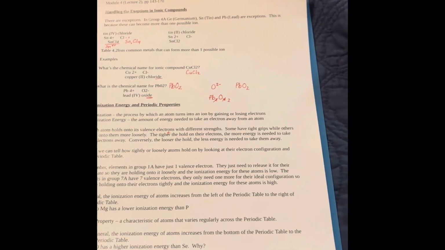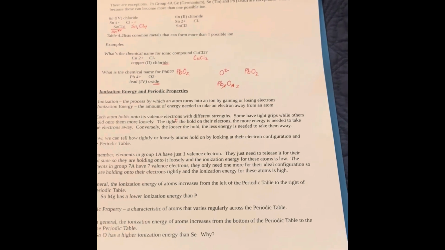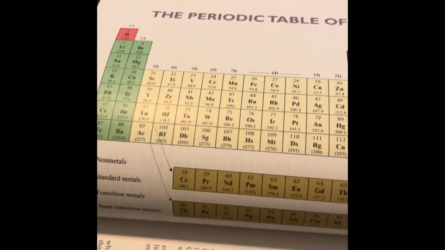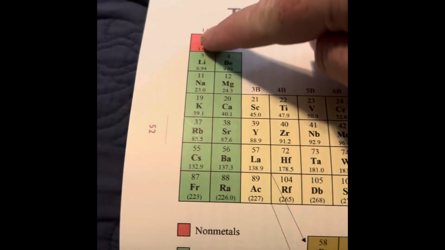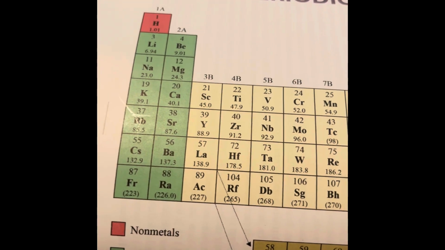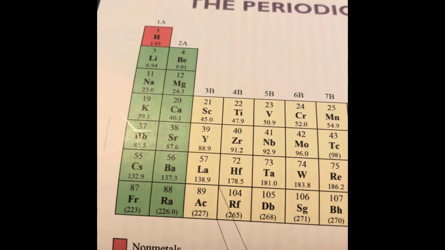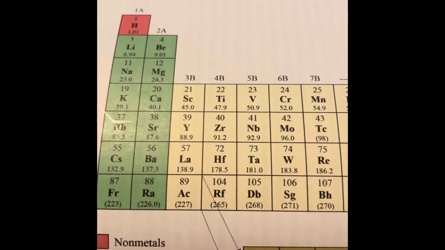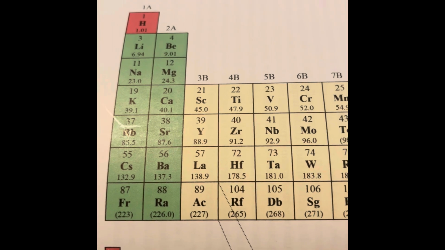So we can tell how tightly or loosely atoms hold on by looking at their electron configurations and the periodic table, okay? So if you go back to your periodic table, remember elements in group 1A, right down here, they have just one valence electron. All they need to do to be in their ideal state is to get rid of that one electron. So they are holding on to that one electron very loosely. They want to get rid of it. So the ionization energy for these atoms is low, okay?